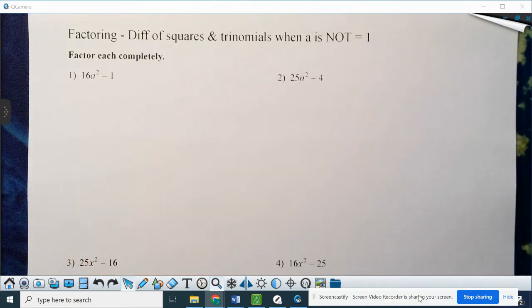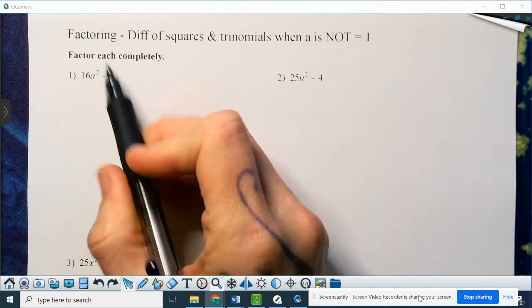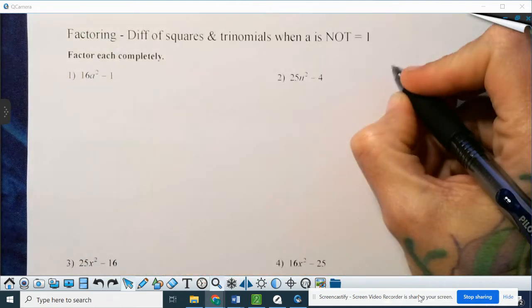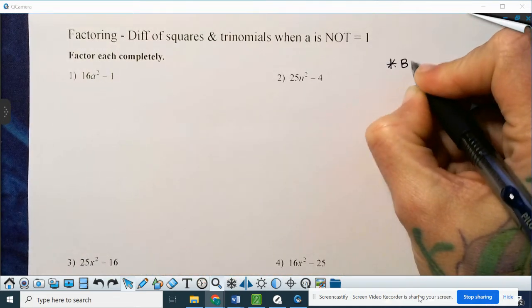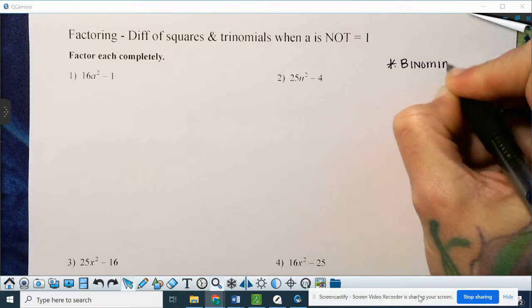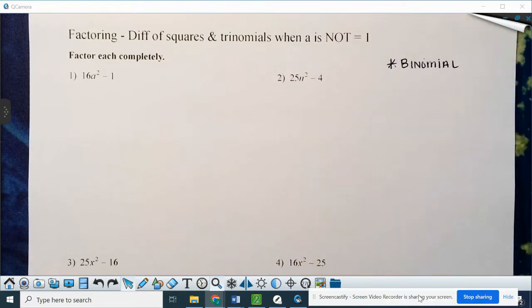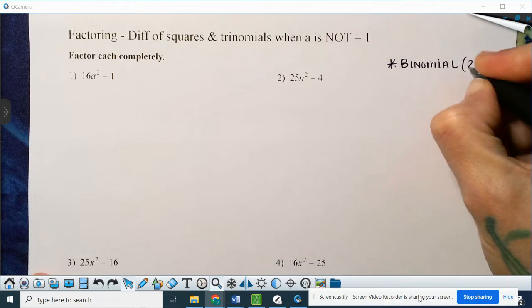Alright guys, so differences of squares. So difference of squares is another form of factoring. It has to have a few things though. One, it has to be a binomial, which we hopefully know at this point means it's a two-term polynomial. So it's only two terms.